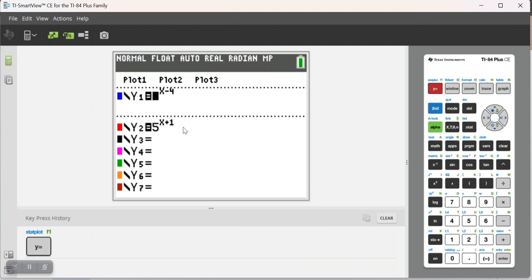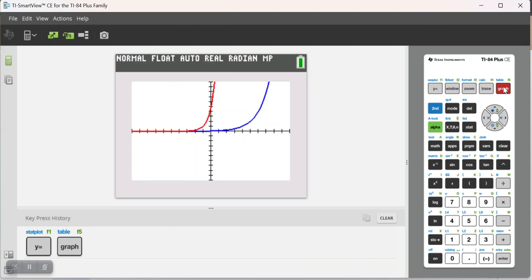So here are the two things I want to set equal to each other: 2 to the x minus 4 and 5 to the x plus 1. Notice it's not the same base. It would be very difficult to do this algebraically, although not impossible. And I'm just going to graph those two functions.